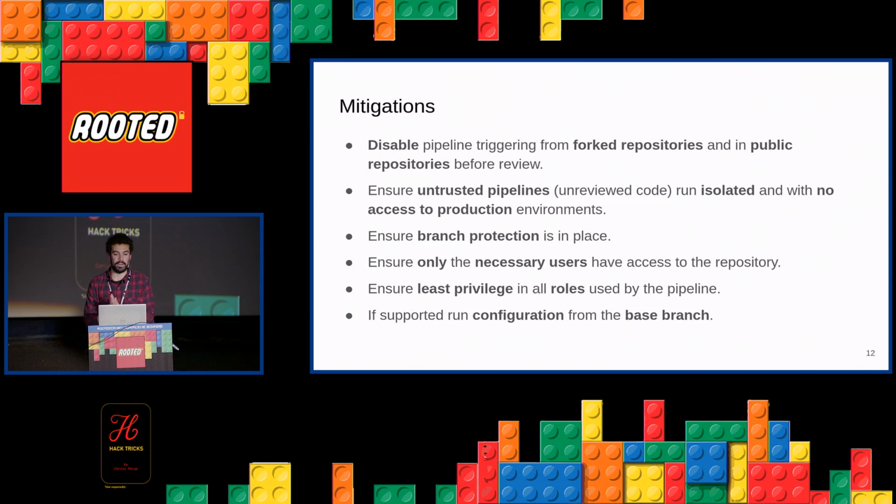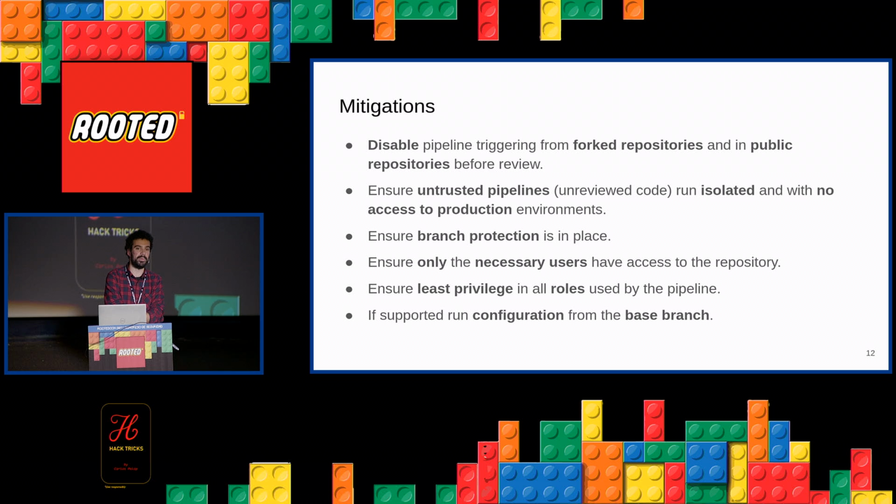Cool, on to the next one. Oh, first we're gonna talk about some mitigations. So it's a good idea for all public and fork repositories to disable pipelines. This is so people cannot just create a fork of your repository and then submit a PR and execution will start automatically. It's disabled by default in GitHub, so you don't have to do anything in GitHub, but you should check that it's actually disabled.